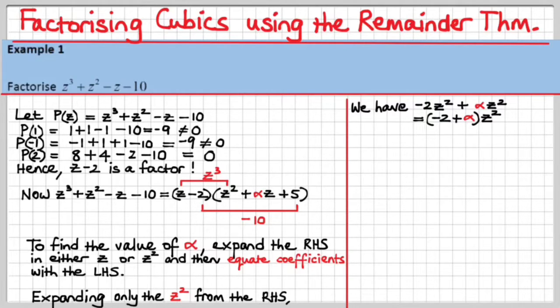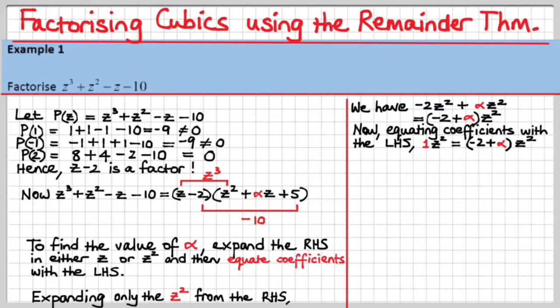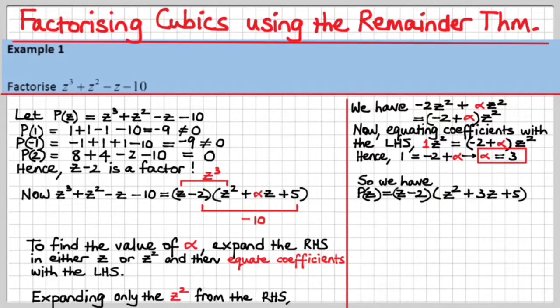Now it's time to do the magic trick. If we equate coefficients with the left-hand side, the z squared term on the left-hand side happens to be this little beastie. It's just plus 1 times z squared, isn't it? So therefore, we know that 1z squared from the left-hand side is equal to minus 2 plus alpha z squared from the right-hand side. Now I'm going to equate my coefficients, and I know that therefore 1 is minus 2 plus alpha, therefore alpha equals 3. Nifty, huh?